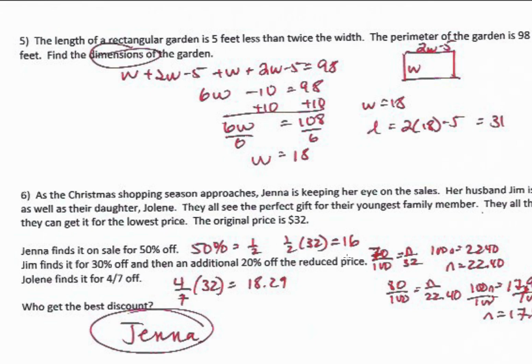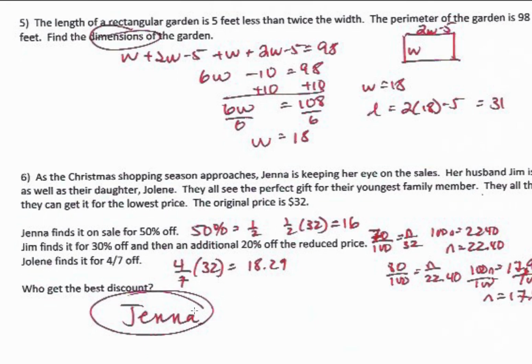And here's where I made my mistake. 4/7 of 32, just multiply them, and I get 18.29. I just forgot. It's not 4/7 of; it's 4/7 off. I thought it was 4/7 of the price. So now I have to do 32 minus 18.29, which works out to be 32 minus 18 is 14. It'll be 13.71. So actually, Jolene gets it for the cheaper price.